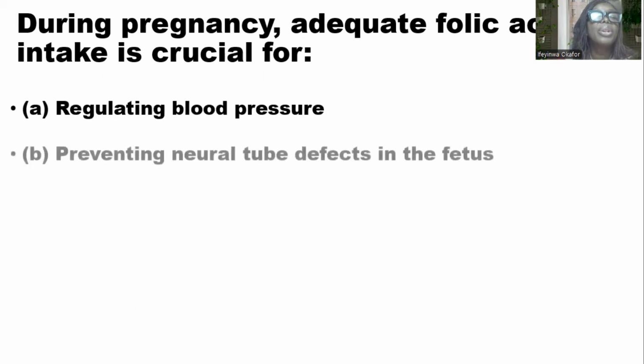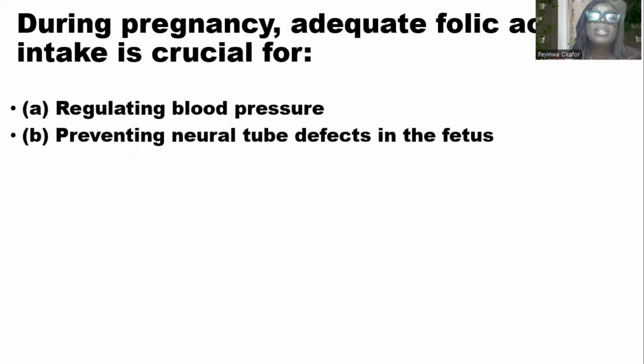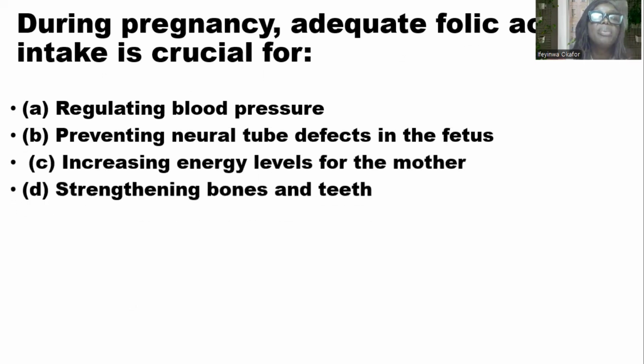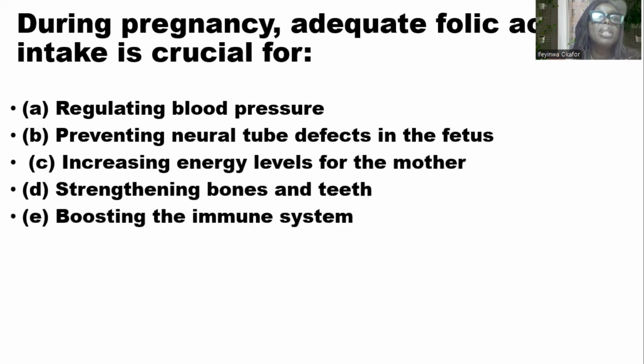During pregnancy, adequate folic acid intake is crucial for regulating blood pressure, preventing neural tube defect in the fetus, increasing energy level for the mother, strengthening bones and teeth, boosting the immune system. The answer is B, preventing neural tube defect in the fetus.